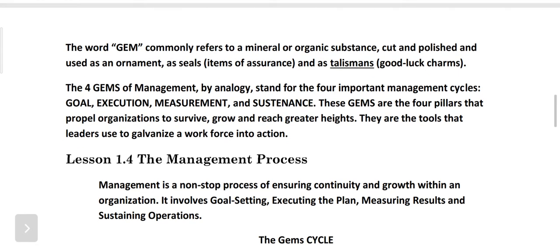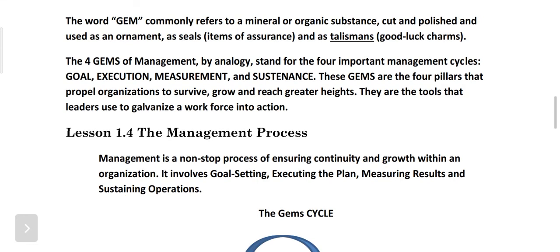Okay. So, itong qualities of a gem na tinutukoy dito sa business is not, hindi yung literal na mga gemstones. Kumbaga yung mga parang mga diamonds, rubies. Okay, so hindi po yun. The four gems of management by analogy stand for the four important management cycles. G stands for the goal, E for execution, M for measurement, and S for sustenance. Okay, yun po yung ibig sabihin ng ating gems.